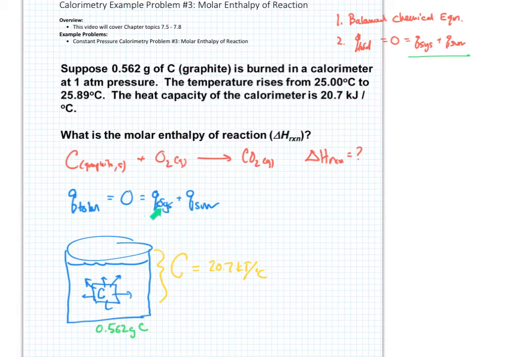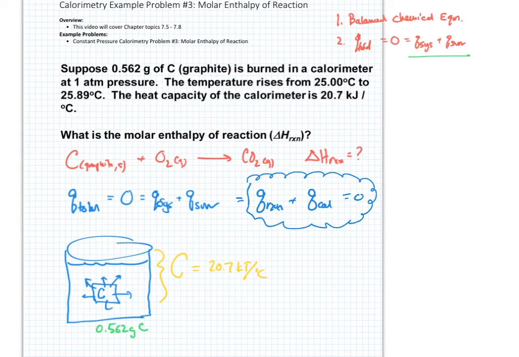So this Q sys plus Q surroundings actually becomes relatively easy. The system is this actual chemical reaction, and the surroundings are the calorimeter. So this 0 is actually equal to Q reaction plus Q calorimeter, and that whole thing is equal to 0. All right, so that is my important equation that I have to deal with. Now, of course, I'm going to rearrange this. I'm going to say negative Q reaction equals Q calorimeter. And at this point, we want to say, all right, what information do we know? Well, we don't know what this is, but I have the heat capacity of the calorimeter.